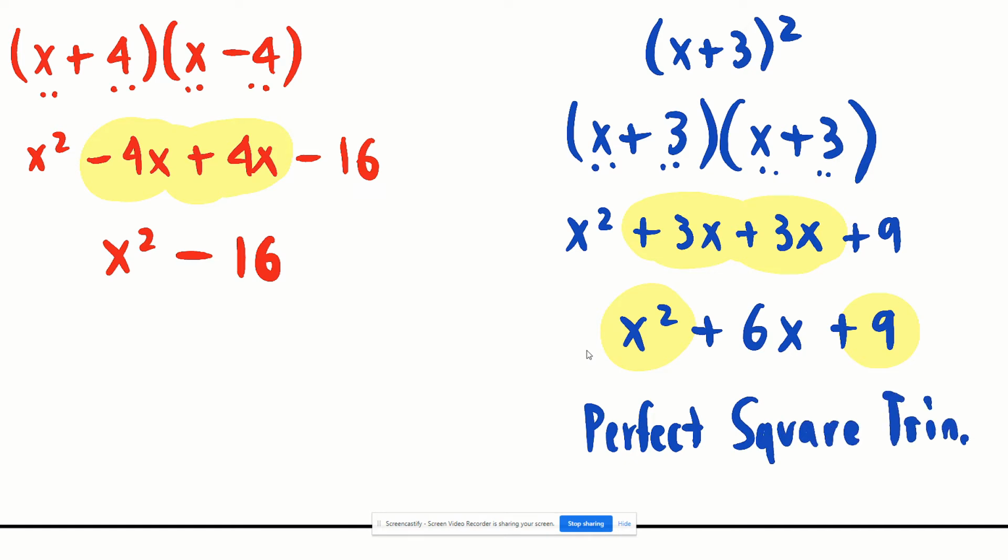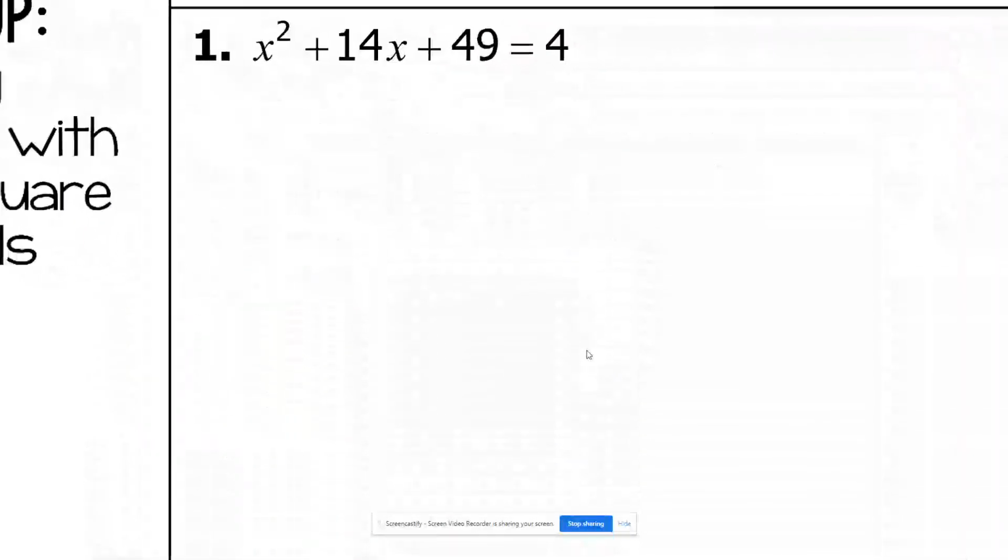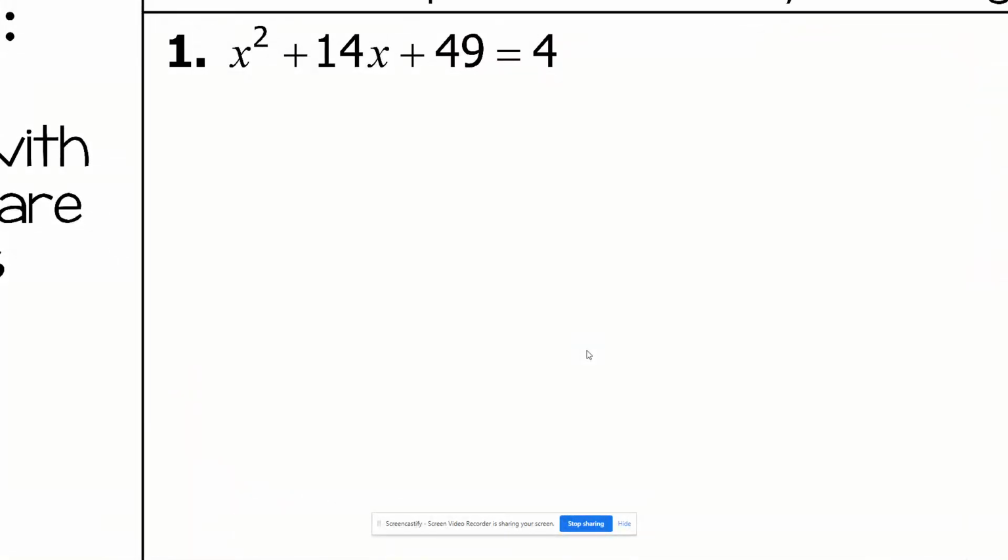Now look, this one over here was called difference of squares. That one is called a perfect square trinomial. Well, today we're actually going to utilize perfect square trinomials in order to solve certain types of quadratics, okay? Certain types. So let me take you down here, and I'm just going to show you what I mean. Do y'all notice how this is a perfect square trinomial? Look at it. What multiplies by itself to get x squared? X.